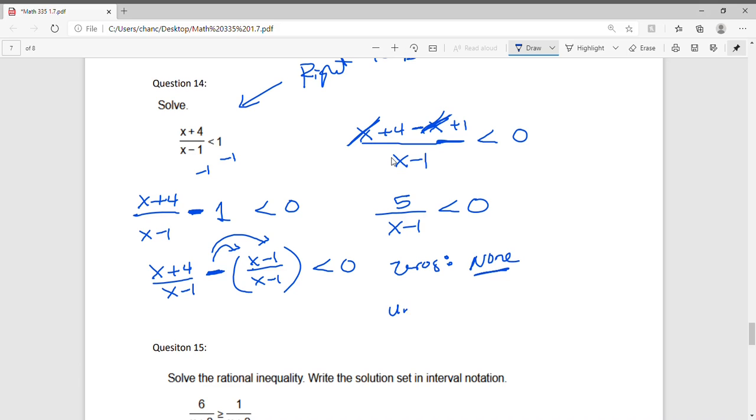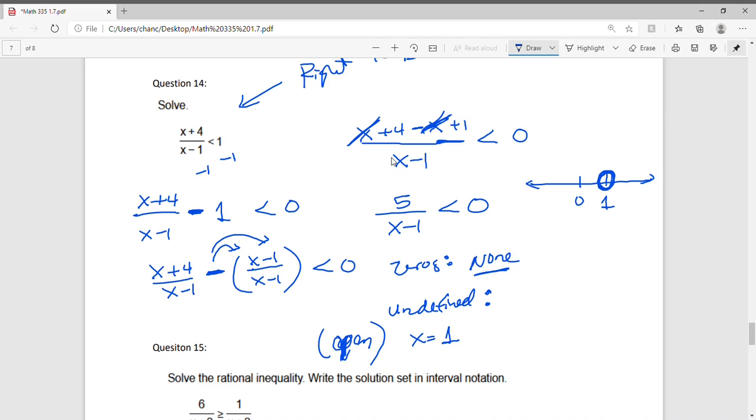Now for the undefined, well, you can look at the denominator. When is that equal to 0? Well, it's equal to 0 when x equals 1. So when I draw my number line, I only have one spot where it's of concern, and that's at x equals 1. Now this must be an open circle because it's undefined. Since it's undefined, it has to be open.